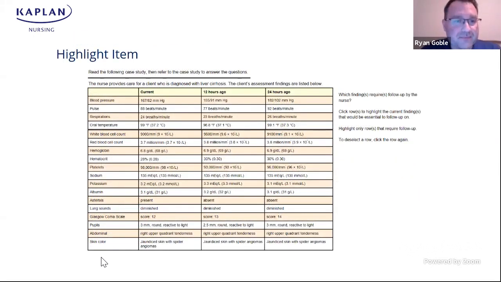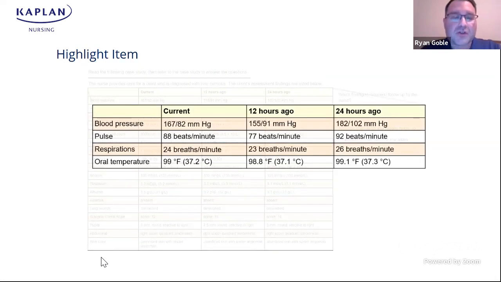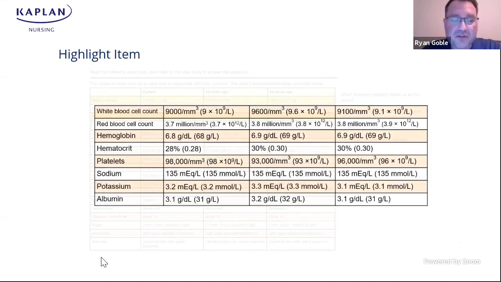Here we have a highlighting item. With this question, we know that the client is diagnosed with liver cirrhosis. Which findings require follow-up by the nurse? Which findings should concern the student? Here we see assessment findings or information from 24 hours ago, 12 hours ago, and current information. Analyzing cues, recognizing cues, the student should be concerned about the hypertension and the tachypnea. Lab values, the student should be concerned about the low red blood cell count, the low H&H, the low platelets, the hypokalemia, and the low albumin level.